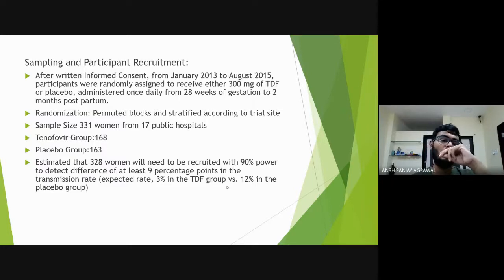Now you might be wondering, how did they come upon this sample size? What the researchers did was run a Fisher's analysis, and they looked at past trials which were done, and they calculated that they wanted to conduct a trial with 90% power to detect a difference of at least 9 percentage points in the transmission rate. The researchers expected, let's say, a 3% infection rate in the infants of the TDF group and 12% in the infants of the placebo group. If all of the parameters are met, they would need at least 328 women. So that's why they chose 331 women, which is approximately close to it.